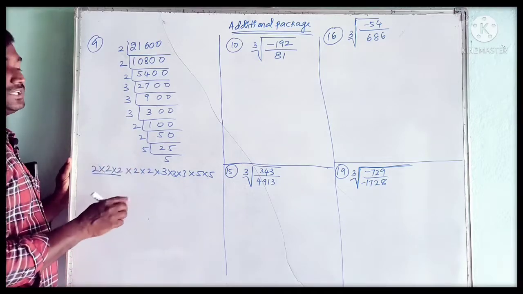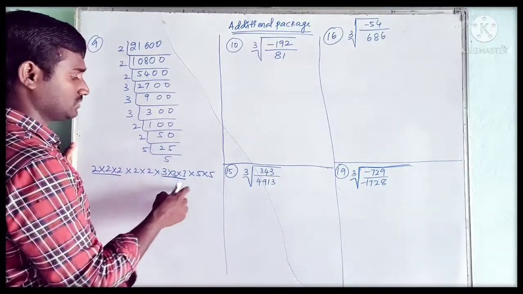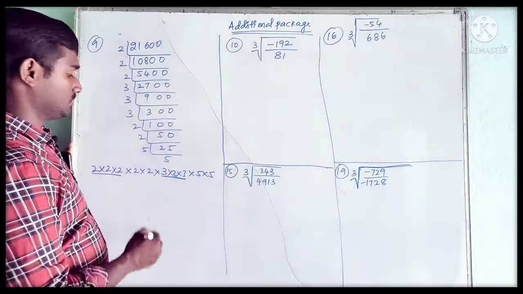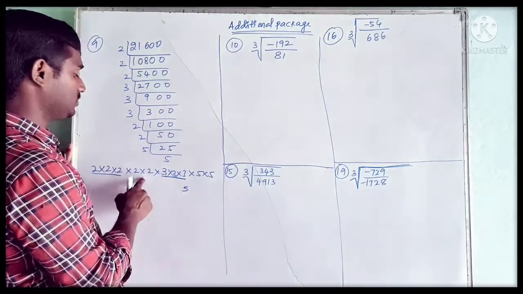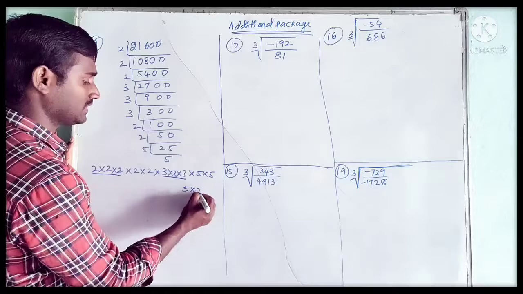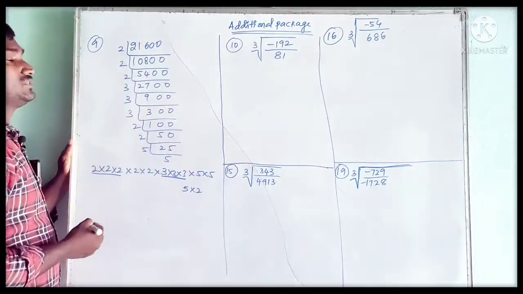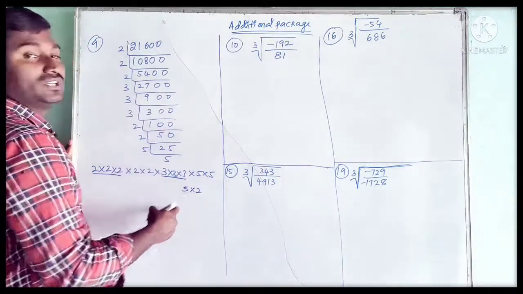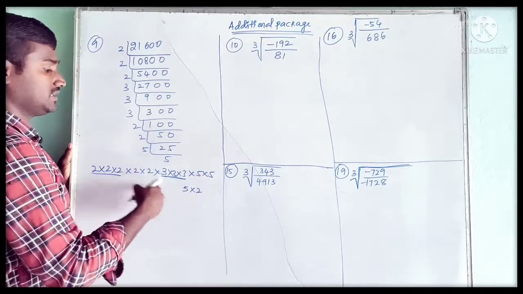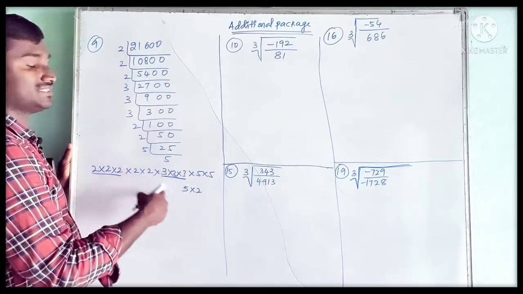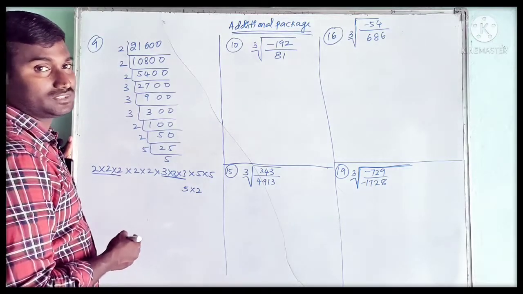We should have 3. So these 3 into 3 into 3 is one group. So 5 and 5 also are not a group. How many 5s do we need to make a group? 1 more 5. How many 2s to make a group? 1 more 2. So that is 5 into 2. So if you multiply 21,600 with 10, it becomes a perfect cube. 5 2s are how much? 10. So then the prime factors are in groups of 3 similar factors.